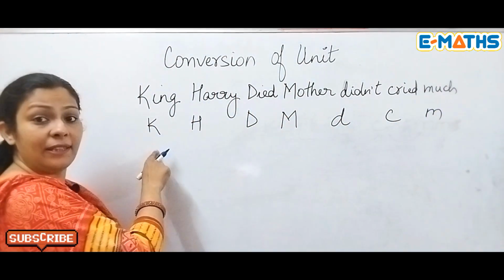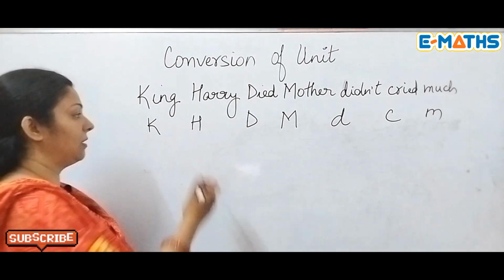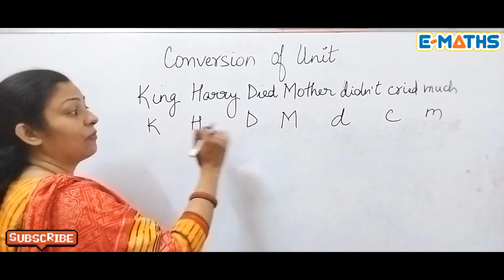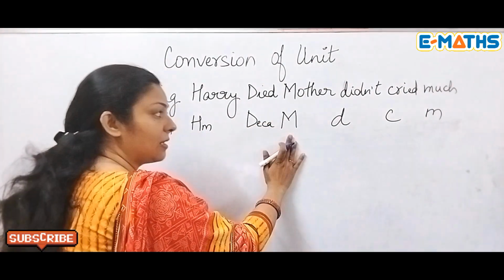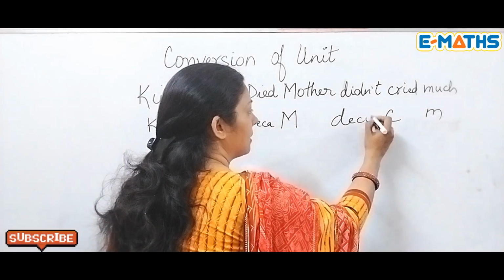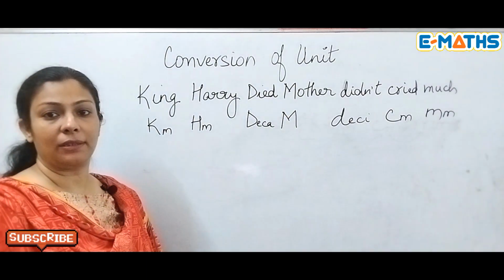Here this K stands for kilometers, kilograms, kiloliters. H is for hectometers, D is for decameters. Kilometers, hectometers, decameters. This is meters. This will be decimeters. This is going to be centimeters, and the small m is for millimeters.